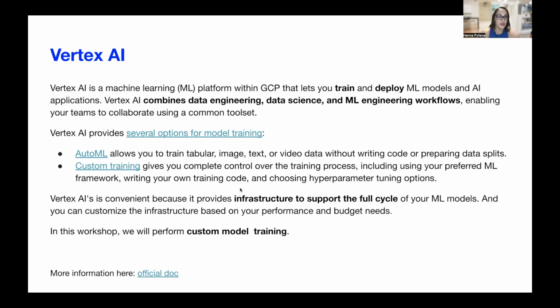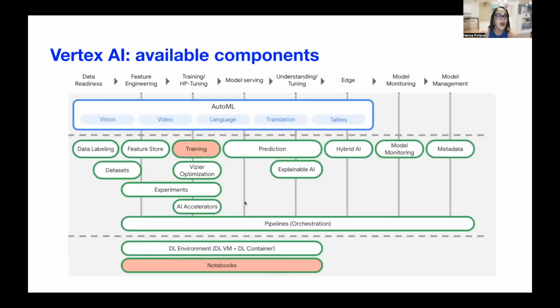Yeah, so you can definitely find a lot more about Vertex AI in the official documentation. It's quite huge, and we'll briefly review what Vertex AI actually provides to us. Those are the available parts of Vertex AI. We need to read it from top to bottom. It has tools for data preparation, feature engineering, hyperparameter tuning, model serving, and even model explanations for edge deployment, for model monitoring, and for model management.